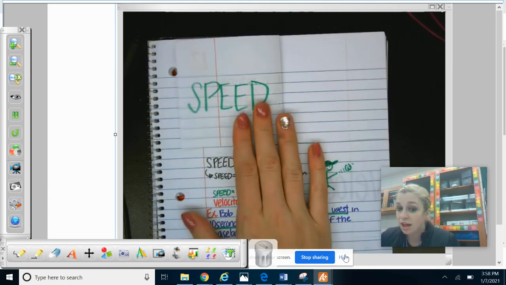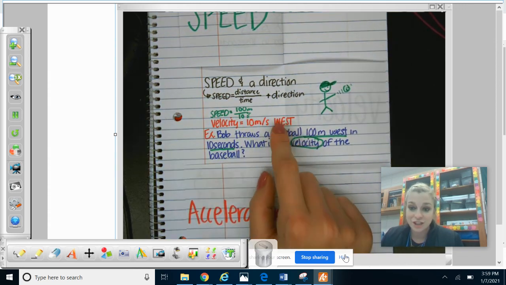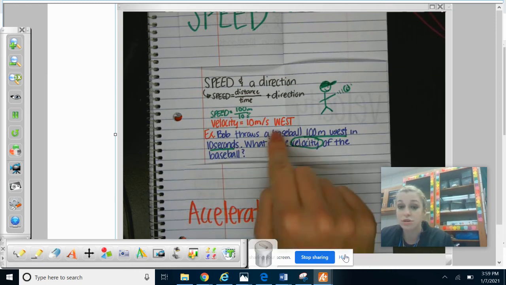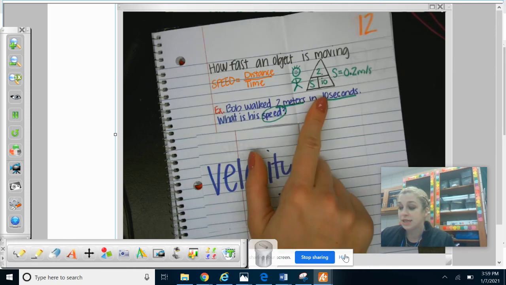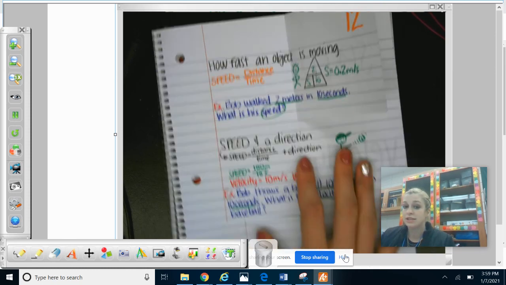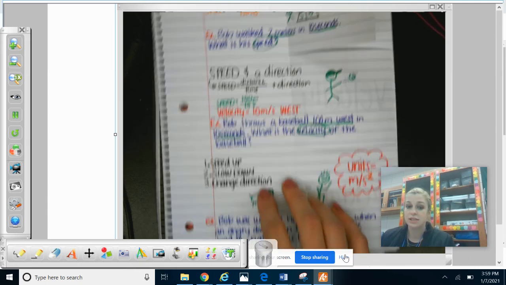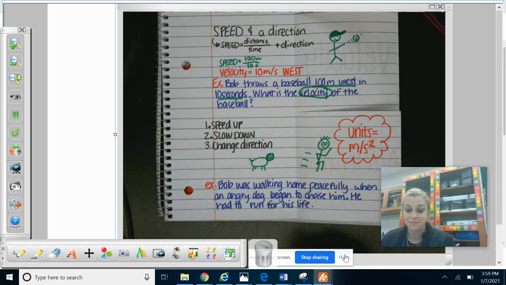If you are given a velocity, you will have a speed, but you will also have a direction. That direction should give you your answer. Whenever you see up, down, east, west, north, south, you know that it's velocity because there is a direction. So, final review. Speed is distance and time. Velocity is speed and a direction. Acceleration is speeding up, slowing down, changing directions.